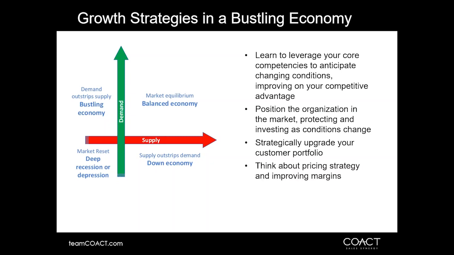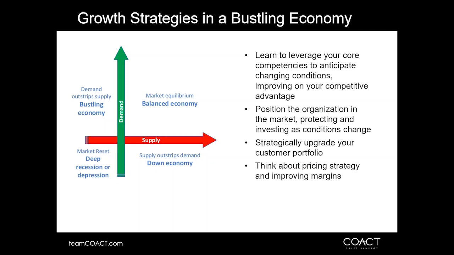Think about pricing strategy and improving your margins. At the beginning of a bustling economy, you certainly have some opportunities to improve your return on assets. Remember, there's more demand in the market than there is supply. Prices are inching up, and quality buyers are looking for quality suppliers, just like price buyers in down economies are looking for price sellers. So in an up economy, as prices go up, buying systems are looking for quality suppliers. And they are still looking for competitive prices. That never changes, but those prices are inching up and they know it.